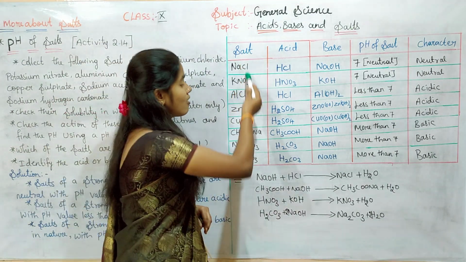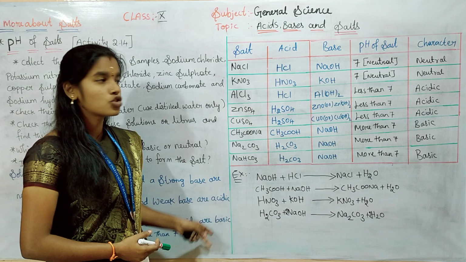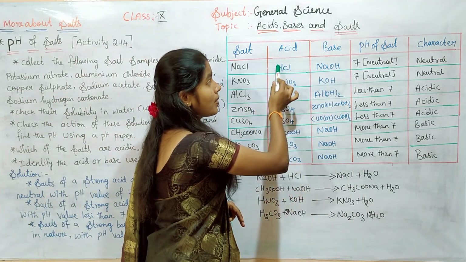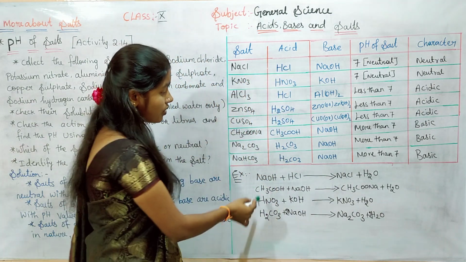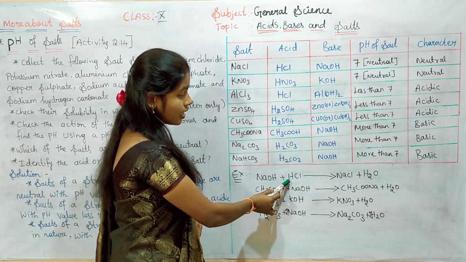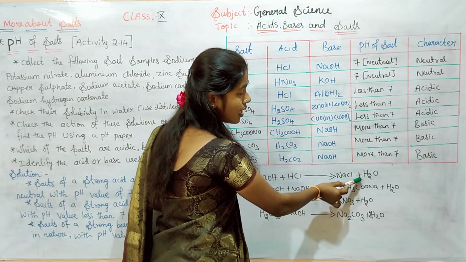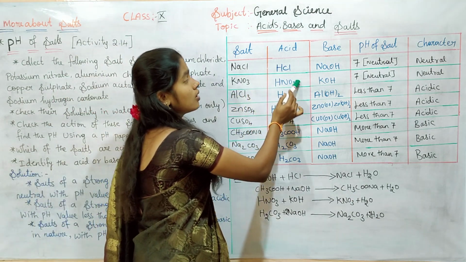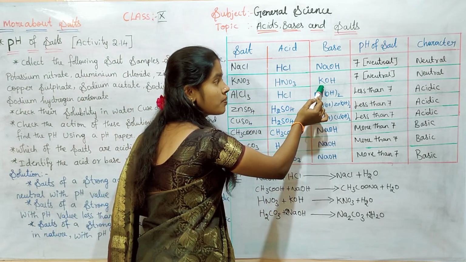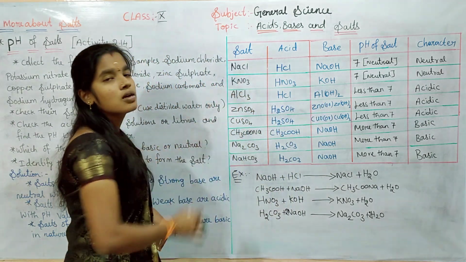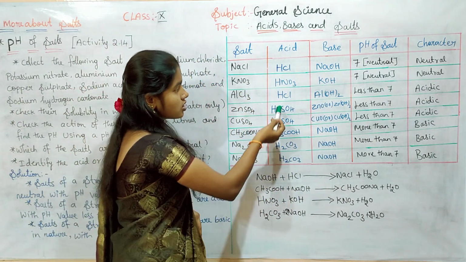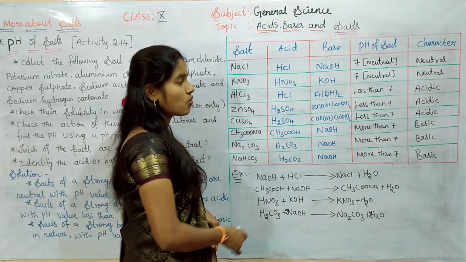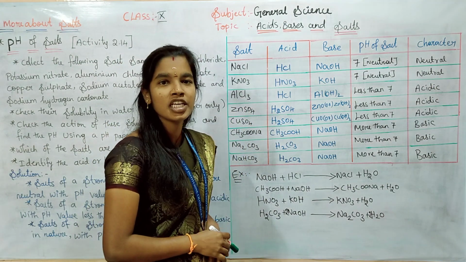Okay, so first we have written the chemical formula of the given salts, and next is the acid. So hydrochloric acid reacts with sodium hydroxide, we will get sodium chloride. For example, you can see here sodium hydroxide reacts with hydrochloric acid. What happens? We will get sodium chloride and water. Next one is nitric acid reacting with potassium hydroxide. It forms potassium nitrate. And next one is hydrochloric acid reacting with aluminium hydroxide, Al(OH)3. It forms AlCl3 aluminium chloride.